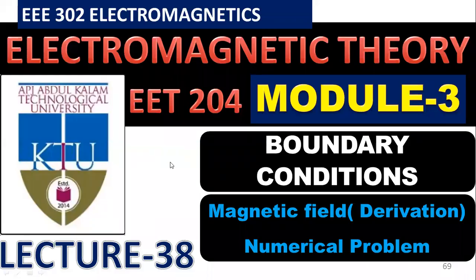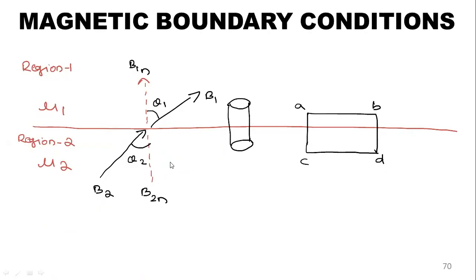In this lecture, we will study magnetic boundary conditions. We have already studied boundary conditions for both electric and magnetic fields as a small portion, but at that time I didn't go into the derivation and numerical problem. So in this class, we will see how we find them. You already know boundary condition means there will be two regions and there will be a tangential component and a normal component. So how we derive that, and we will do a numerical problem also based on that.